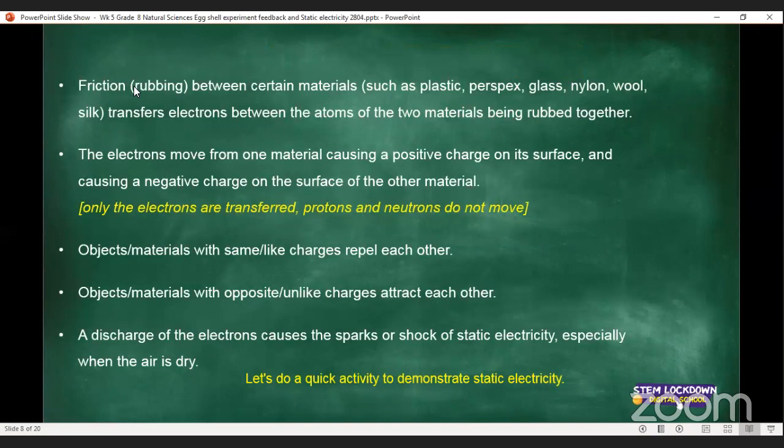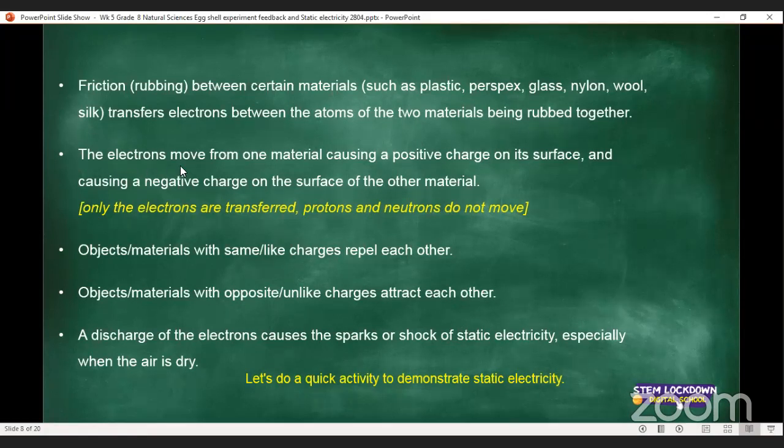Friction is caused by rubbing. When you rub two things together, or you can even do it now, if you rub your two hands together, you're causing friction, and you'll find that it gets a bit hot. Friction between certain materials, like plastic, perspex, glass, nylon, wool or silk, transfers electrons between the atoms of two materials being rubbed together. This is very important for you to know: with static electricity and friction, there's a transfer of electrons between the atoms of two materials being rubbed together.